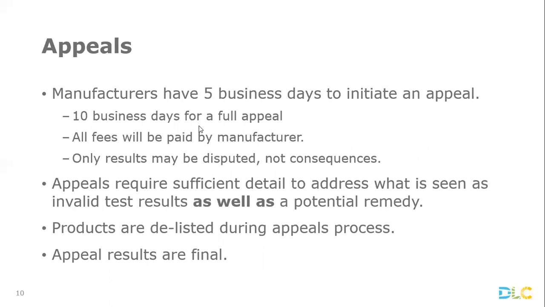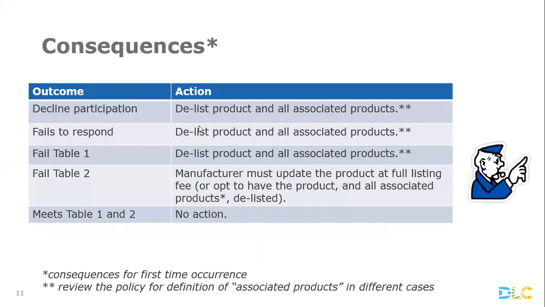So if you are going through an appeals process and your product fails and it's been delisted, and you want to send an appeal, until that appeal is heard and approved, it stays delisted. If it's approved, then it would be put back on the website. And all appeal results are final.